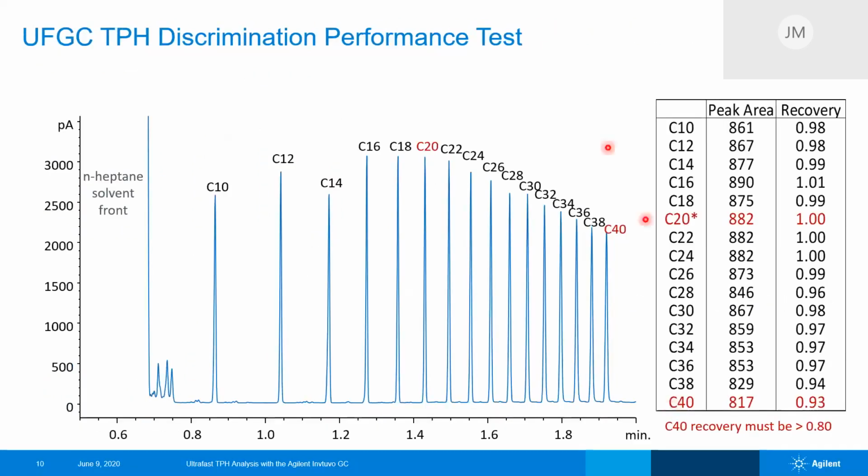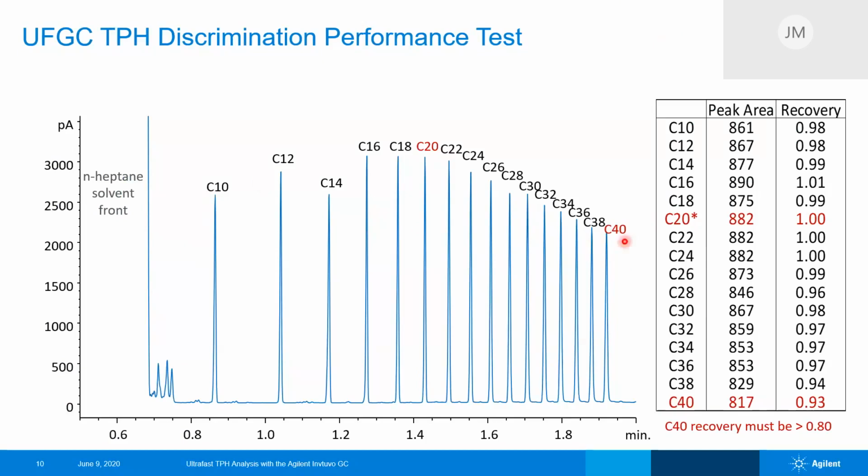So let's look at the inlet discrimination test. This is an important test. You have to meet the 16703 requirements before you can really run any samples. So you can purchase a performance test mix for discrimination. This contains hydrocarbons in a heptane solvent from C10 to C40, and we're going every 2 carbon numbers, so C10, C12, etc., all the way up to C40.